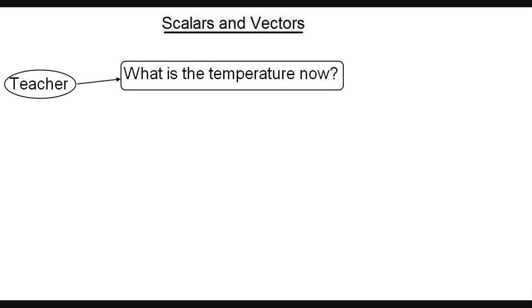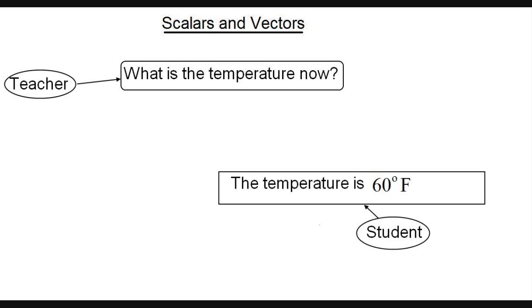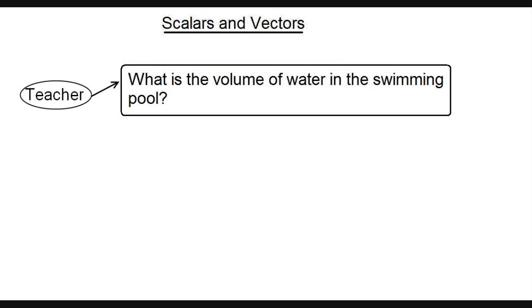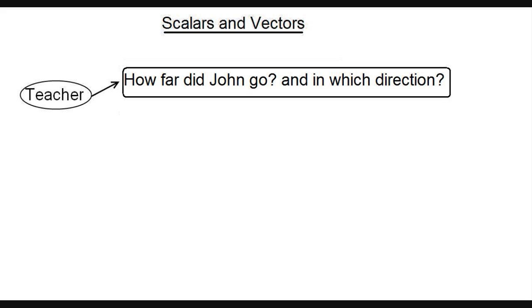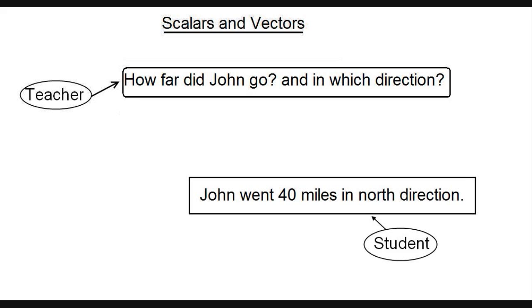What is the temperature now? The temperature is 60 degrees Fahrenheit. What is the volume of water in the swimming pool? It's 40 cubic meters. How far did John go? And in which direction? John went 40 miles in north direction.